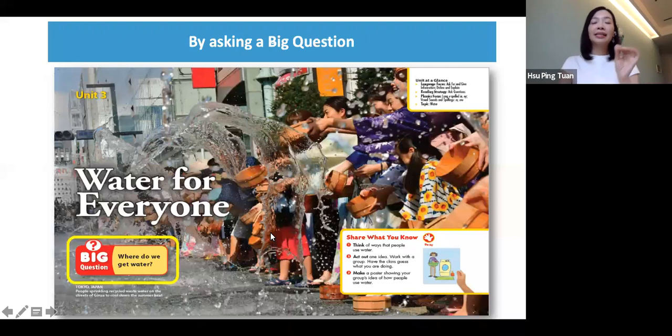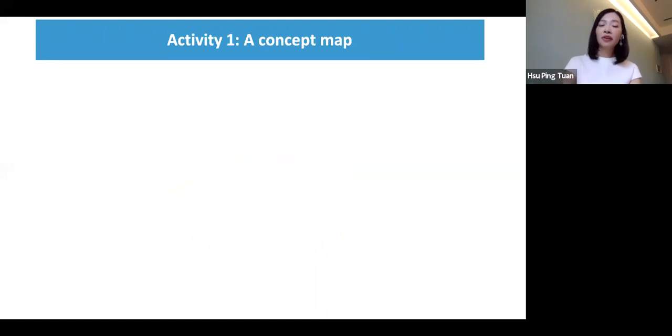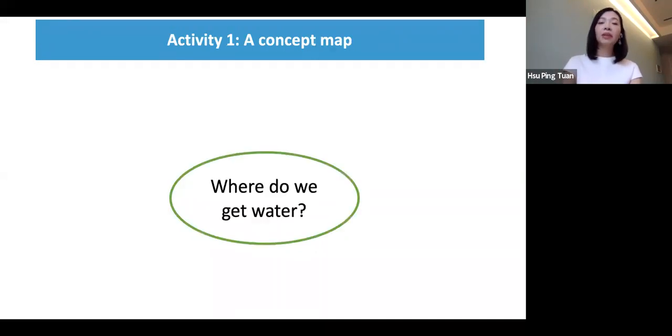So after I ask a big question, I will also combine this big question with this activity. This activity is called a concept map. So I will either put the big question in the middle of the board, or I will just put some keywords either on a board or on a piece of paper. So this is my big question. And then I will start to invite my students to brainstorm.